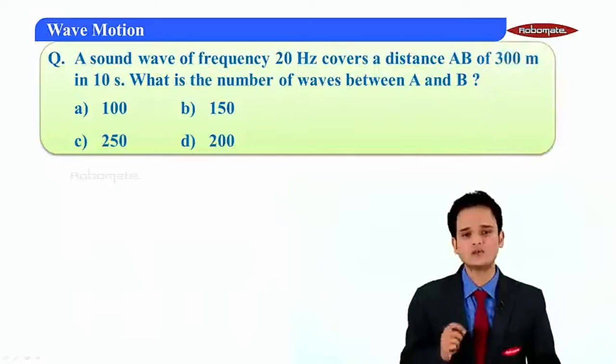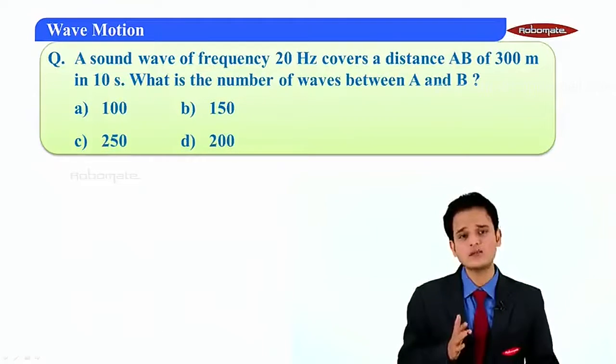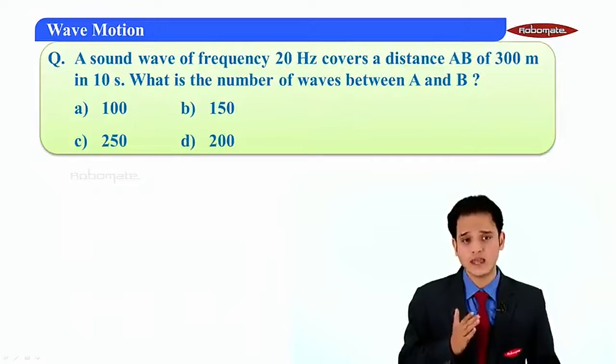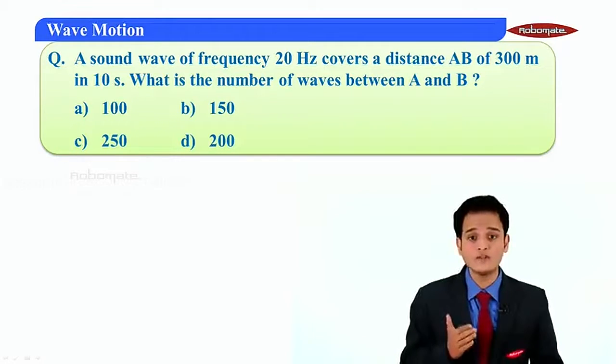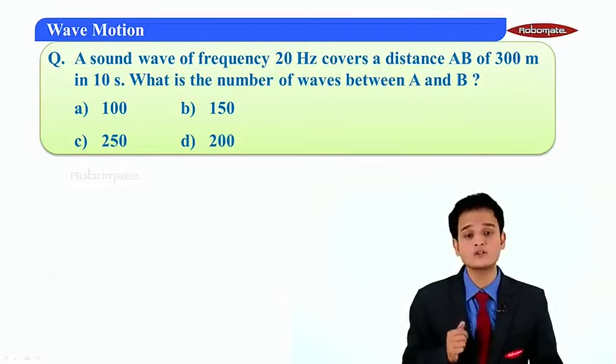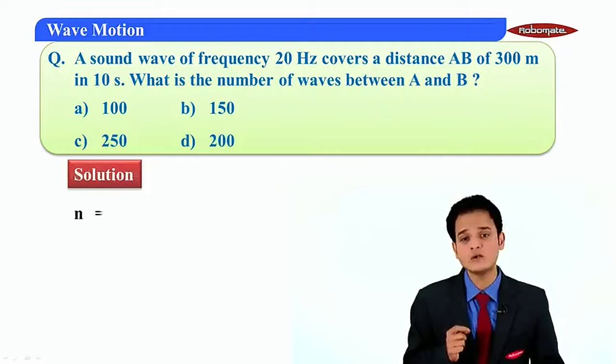Let us go for the next question. A sound wave of frequency 20 Hz covers a distance AB of 300 meters in 10 seconds. What is the number of waves between A and B? 100, 150, 250, 200 are our options, students. Let us have a look at the solution.